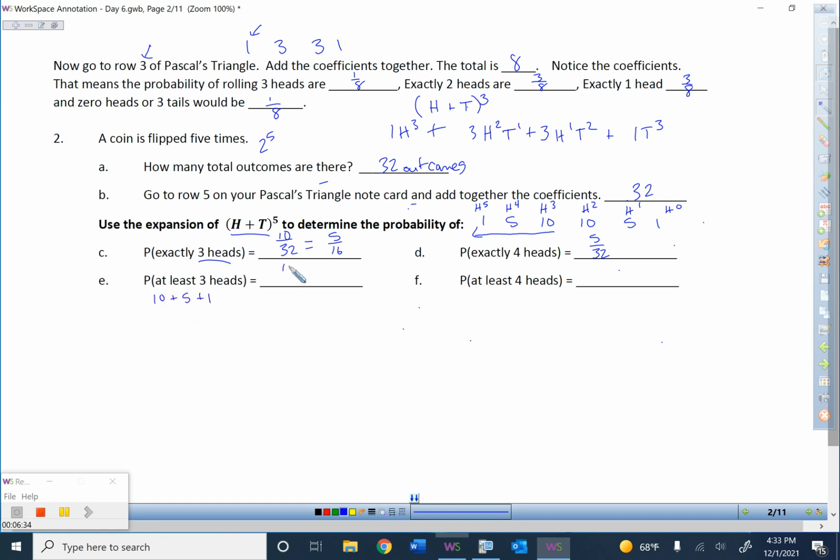And that ends up with 16 over 32, which is a half. And at least 4 heads just takes the 5 and the 1. So 6 over 32 can reduce to 3 over 16. So instead of listing and counting, we can do this very, very quickly using Pascal's triangle.